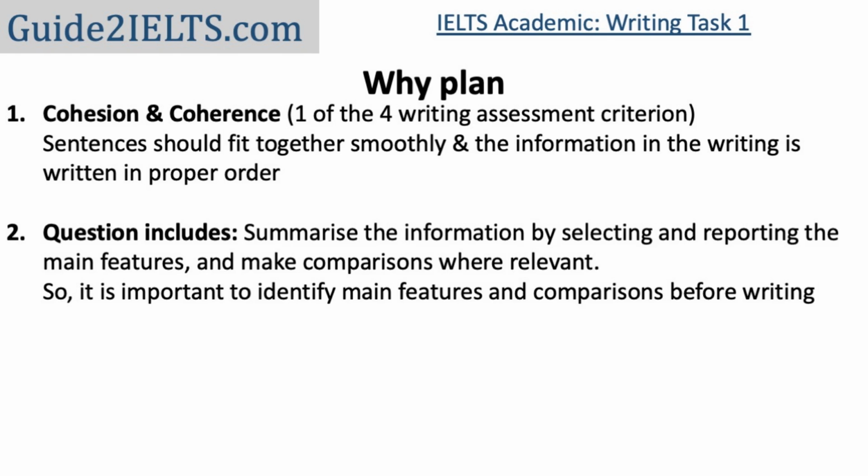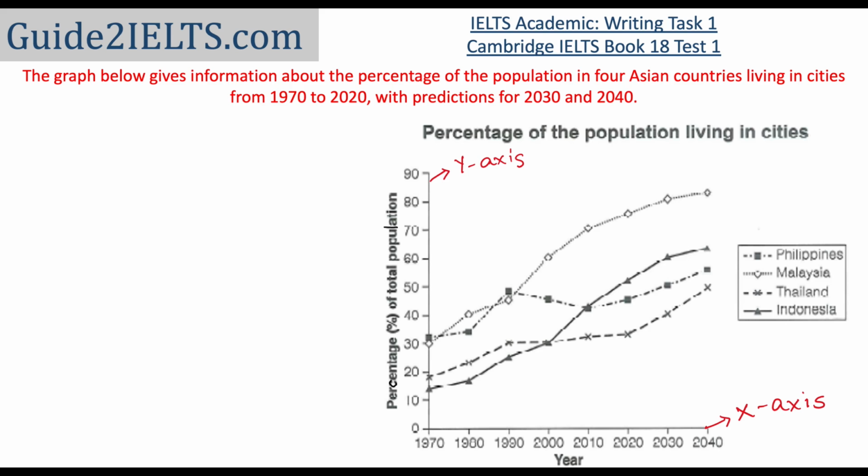Also, you need to identify the main features before you start writing, and you need to identify what comparisons you can make. In this graph, the x-axis has years, the y-axis has percentages, and the lines are for different countries. The years are from 1970 to 2040. So we have information about the past, the present, and the future. The vocabulary we use when the future is mentioned in a graph is very specific. I'll keep pointing it out as we write. Also, we'll be using all the 3 tenses as well. What happened in the past, what is happening now, and what is expected to happen in the future.